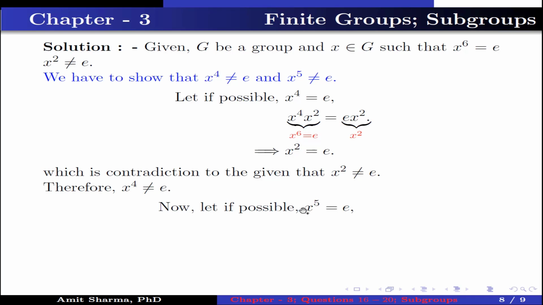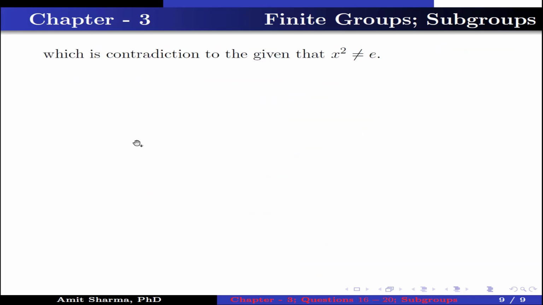Now, let, if possible, x to the power 5 is equal to identity. Now, multiply x on both sides, we get x to the power 5 into x is equal to e into x. This is x to the power 6, which is equal to identity, and e into x is x. This implies x is equal to identity. This implies x square is equal to identity, which is again a contradiction to the given that x square is not equal to identity. Therefore, x to the power 5 is not equal to identity.